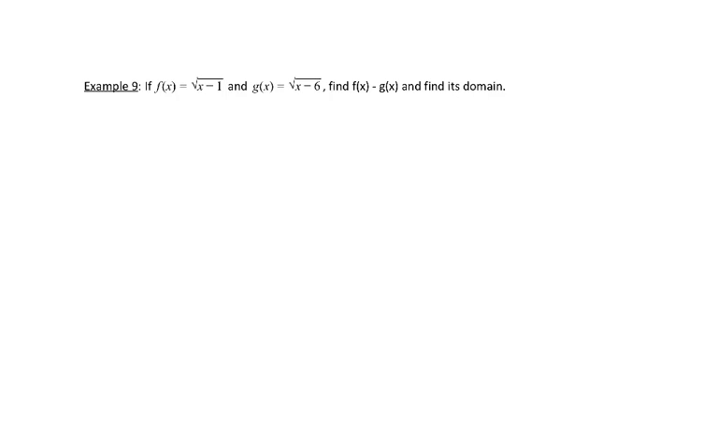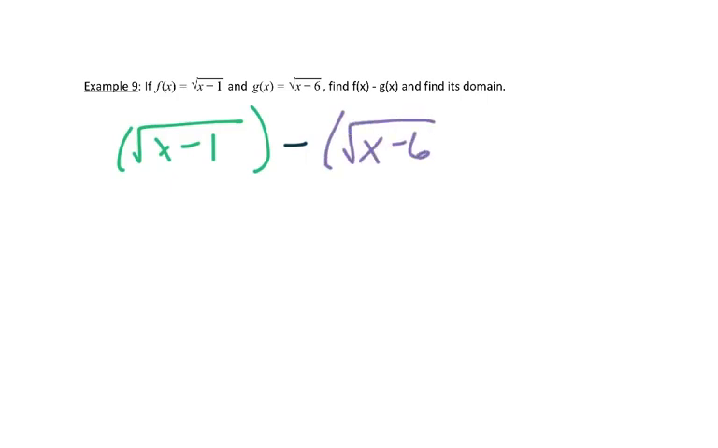So now this says take f of x minus g of x and find the domain. So here I have square root of x minus 1, and I want to subtract square root of x minus 6. We have to find the domain, so we're going to look at this x minus 1 piece. So we take x minus 1 greater than or equal to 0. We add 1 to both sides, gives us x has to be greater than or equal to 1.